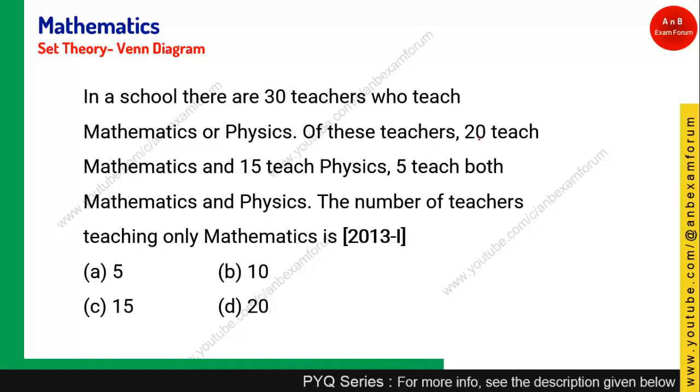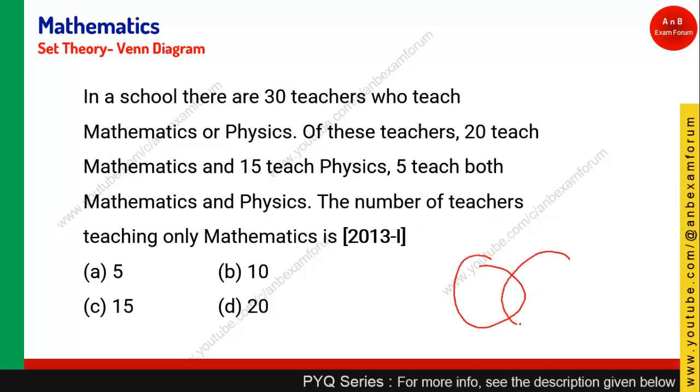Of these teachers, 20 teach mathematics, 15 teach physics, 5 teach both. The number of teachers who teach maths only, a very simple one. We have seen 2-3 questions of this type. Okay, so 20 teachers are mathematics, this is physics. How many? 15 were physics, and 5 teach both maths and physics.